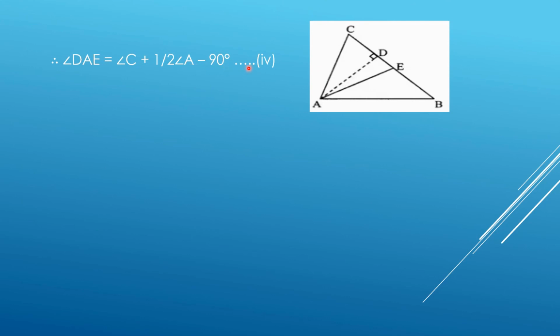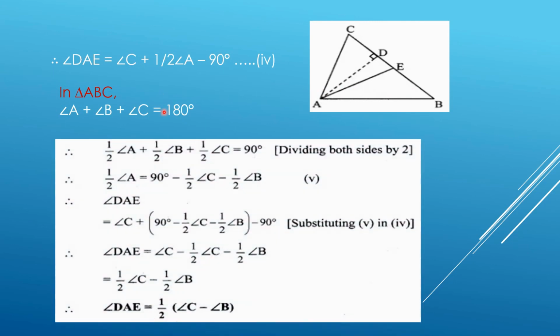And in triangle ABC, angle A plus angle B plus angle C is equal to 180 degrees. That is, the sum of the measures of the three angles of a triangle is 180 degrees. Dividing both sides by 2, half into angle A plus half into angle B plus half into angle C is equal to 90 degrees. Therefore, 1 by 2 into angle A is equal to 90 degrees minus 1 by 2 into angle C minus 1 by 2 into angle B. That is equation number 5.